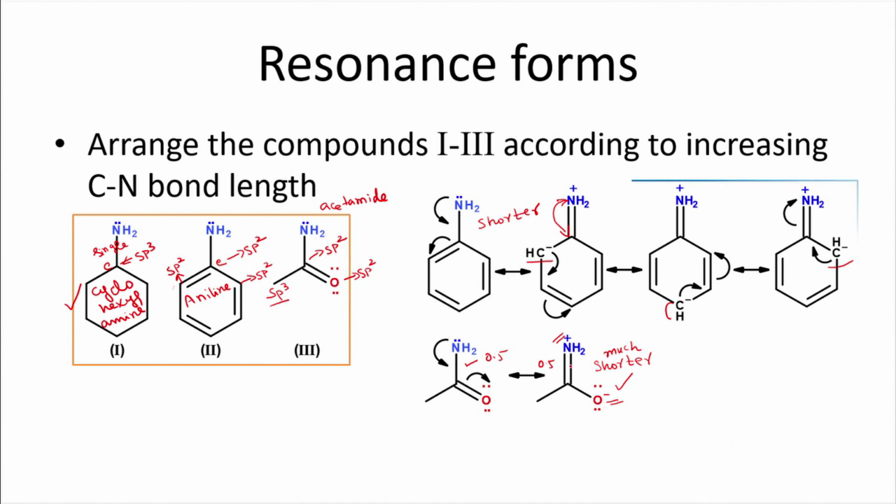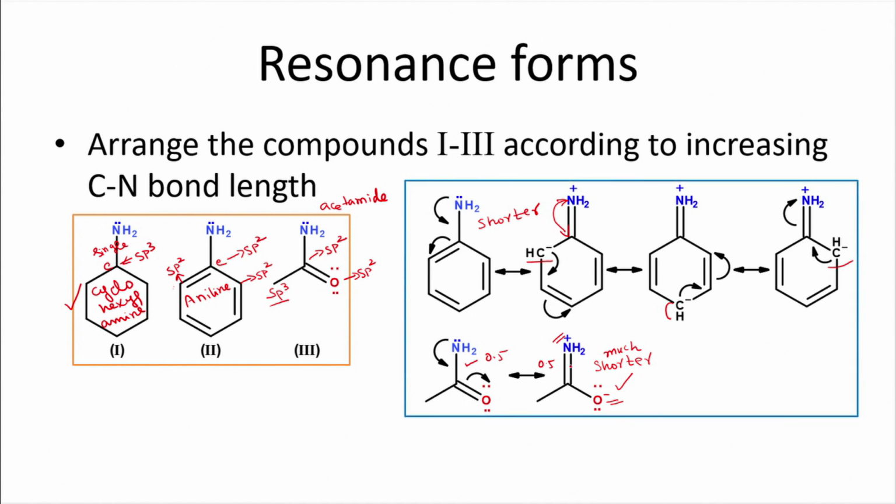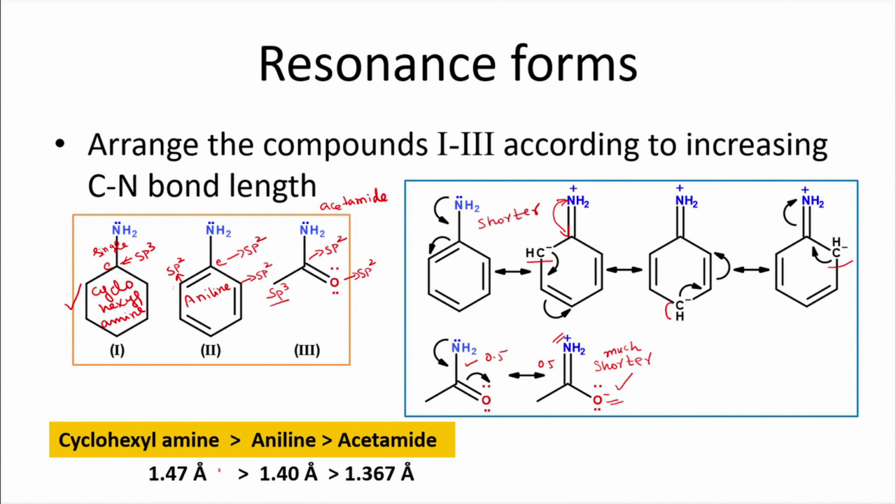And let us look at whether our observation is correct or not. In fact, the experimentally calculated bond length for cyclohexylamine is 1.47 angstrom.